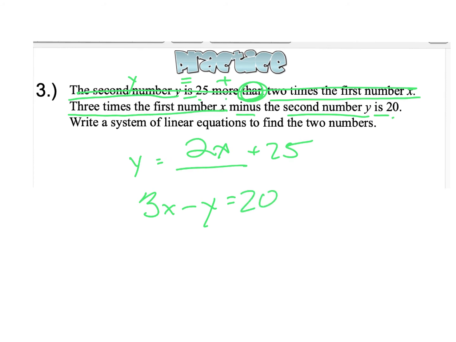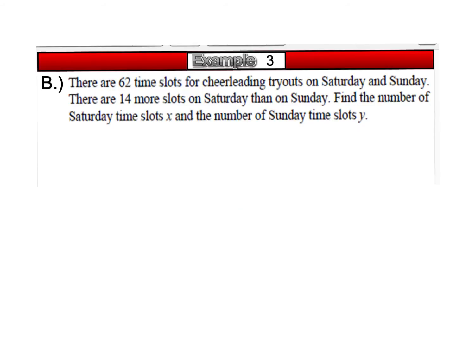There's our 2 equations. This one is a little bit tricky because we have Saturday and Sunday. Saturday, here it says, is x. Sunday is y. So we have 62 time slots for cheerleading tryouts on Saturday and Sunday. So that means if we put Saturday plus Sunday, we have 62 time slots.